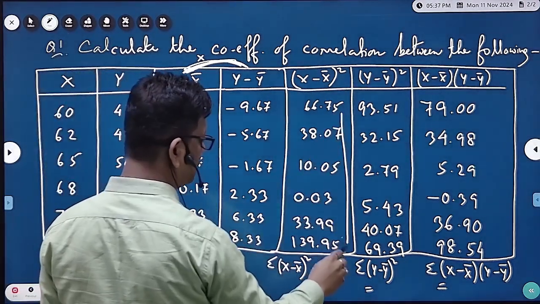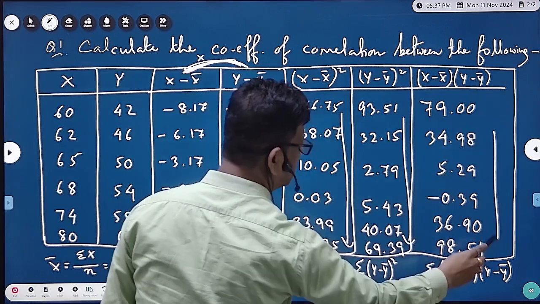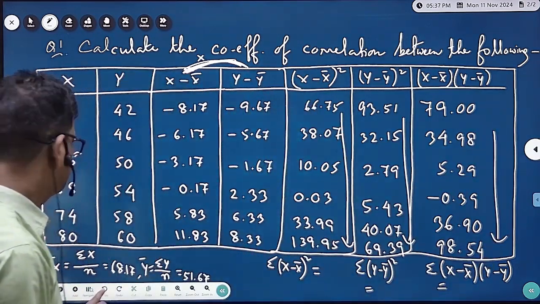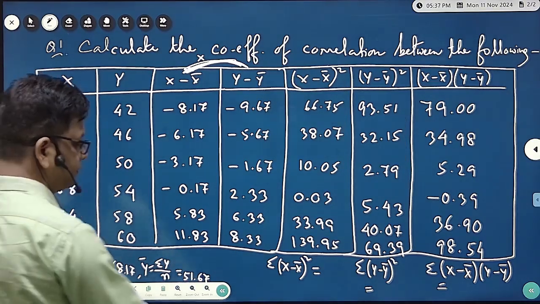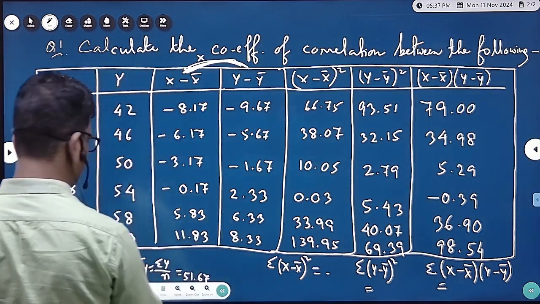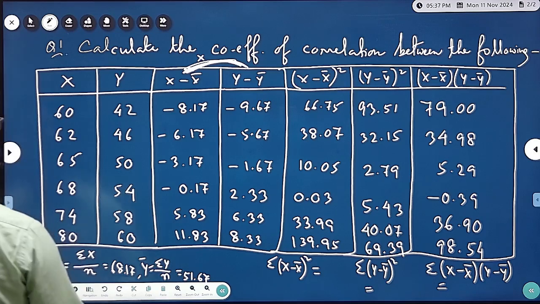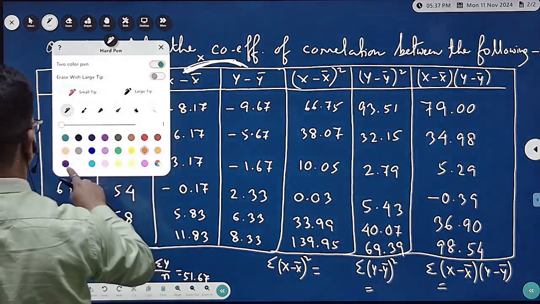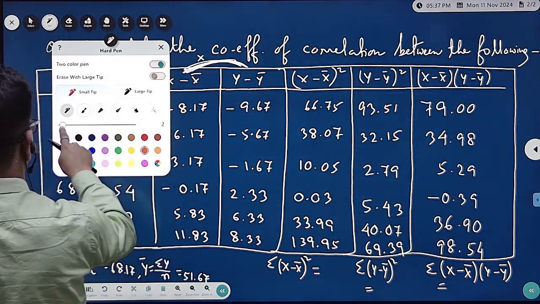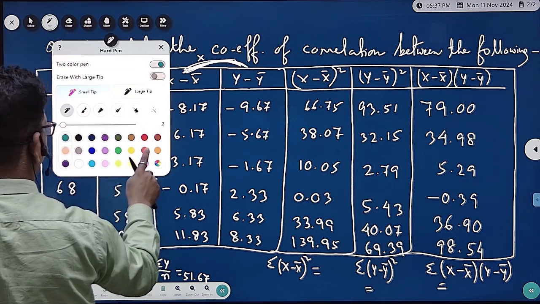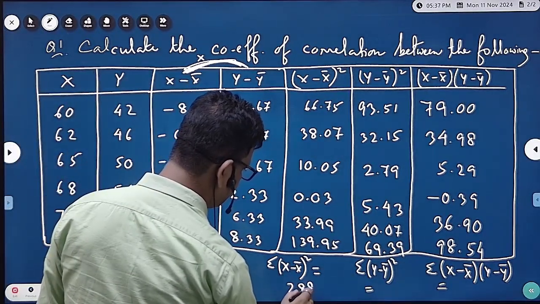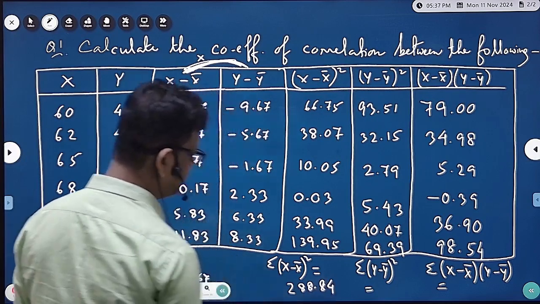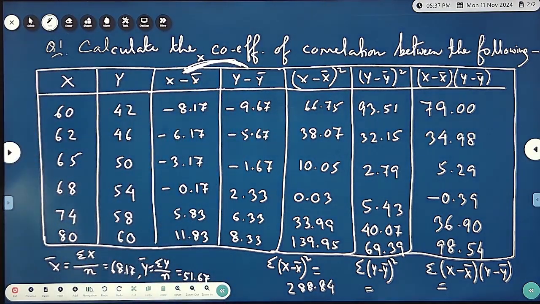Write the answer. All this you add it. Here you add it, and here also you add it. Total you just have to find out. Okay? Add this, tell me the number. Okay, 288. First one, no? 288 point. Okay, do the next. You're just adding it. 288.84, as they said.